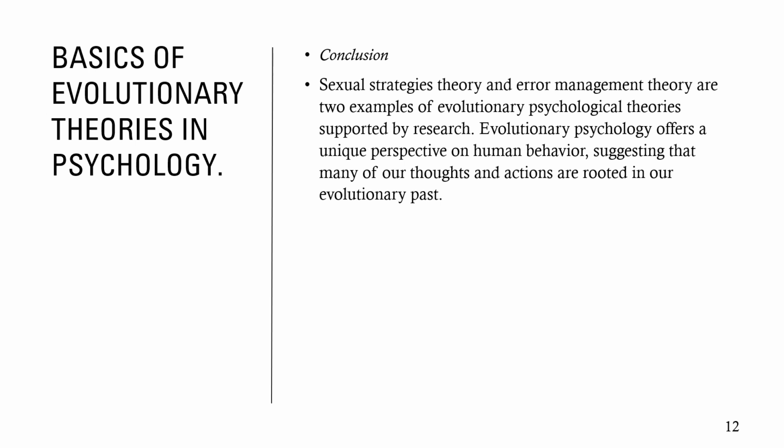In conclusion, sexual strategies theory and error management theory are two examples of evolutionary psychology theories supported by research. Evolutionary theories offer a unique perspective on human behavior, suggesting that many of our thoughts and actions are rooted in our evolutionary past. The end.